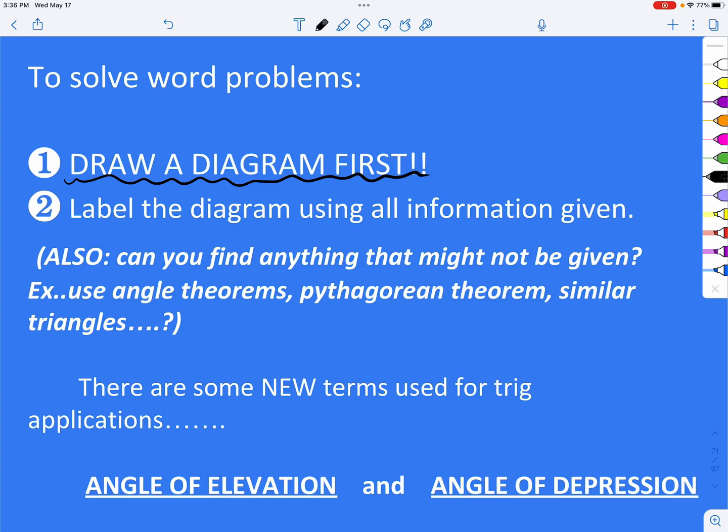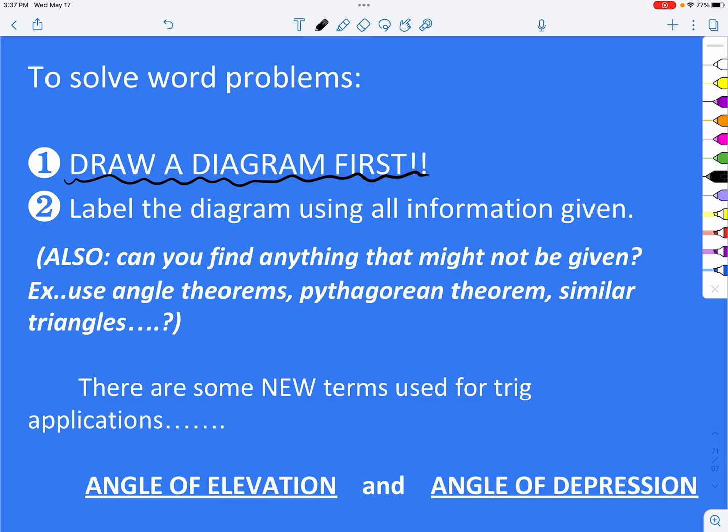Then once you have your diagram, you're going to label the pieces. Just like when we were doing stuff last week, you labeled the opposite side, the adjacent side, the hypotenuse. You labeled the measurements you're given. And then also, maybe, is there anything that you're not given but you could find? So angle theorems, Pythagorean theorem, similar triangles, etc.